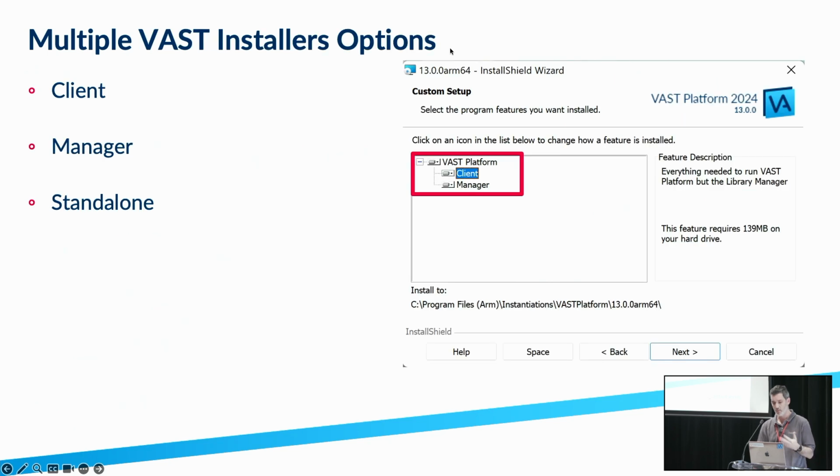To make it even more challenging from the testing perspective, VAST can also be installed differently. So you can install just the client or the manager or standalone, which means both of the previous ones. So depending on what you install, it will install different things. So it's a different path, let's say.